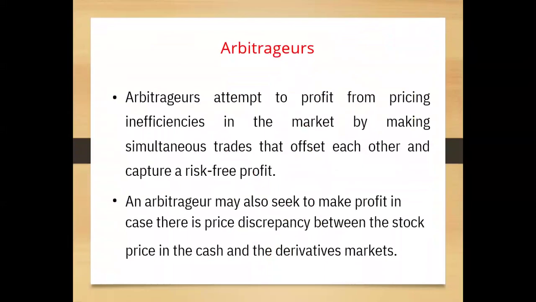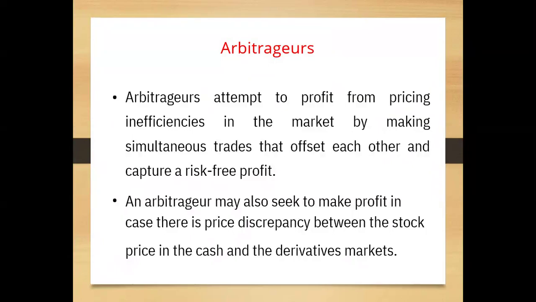Then arbitrageurs. They lock in riskless profits by taking positions in two or more markets. In a simple way, we can say that if the price is less in one market and more in another market for the same commodity or same product, they will purchase where it is less in the one market and sell it in the other market at the higher price. This is what you call arbitrageurs. So they lock in riskless profits by taking positions in two or more markets.